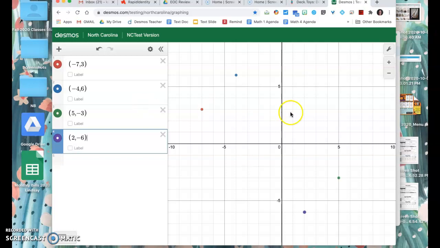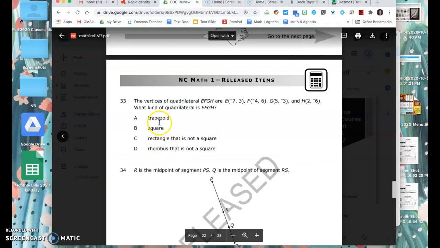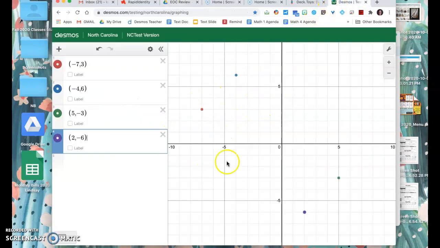All right, so in looking at this, I can see that if I were to connect these, I have a parallelogram, that would be the more general name, but the more detailed name would be a rectangle. Okay, so when I'm looking at my answer choices, so a trapezoid, remember a trapezoid only has one set of parallel lines, this one has 2 sets.